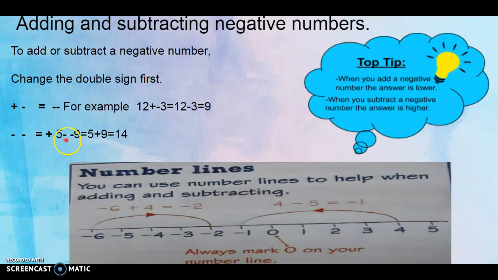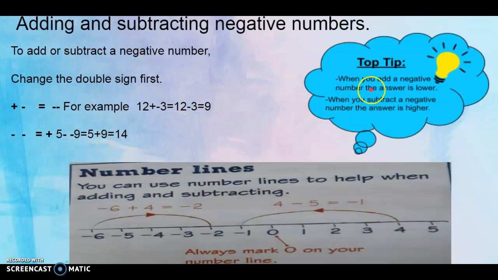Another example, 5 minus minus 9. Two negatives. The rule is negative and negative equals positive. So change the negative sign to positive. 5 plus 9 equals 14.